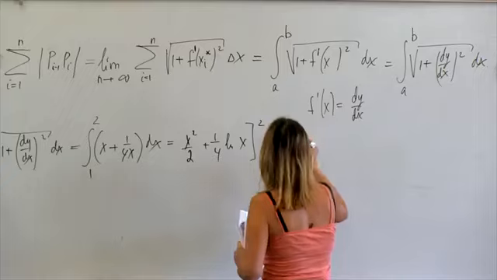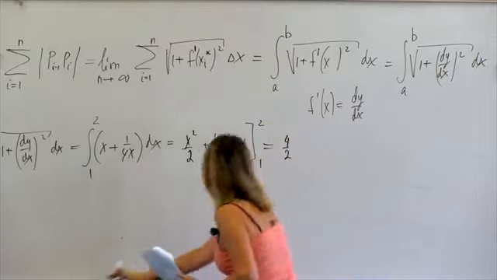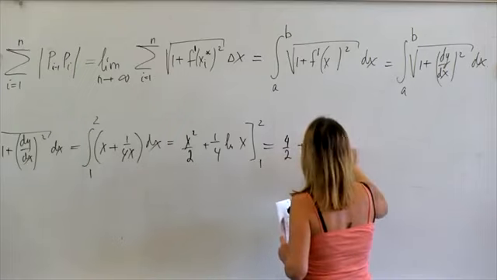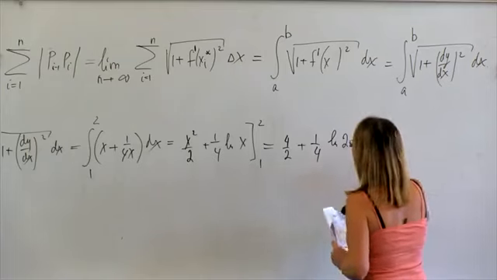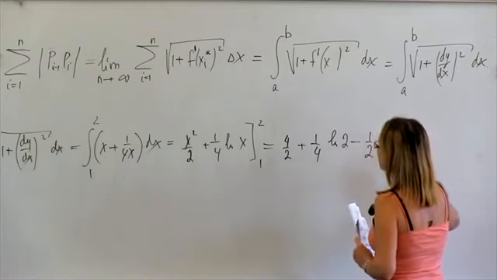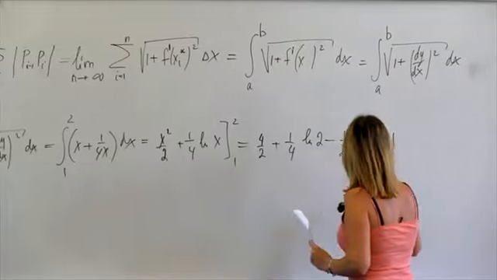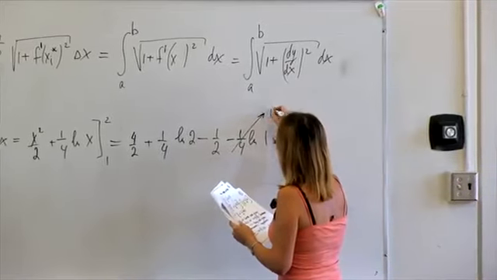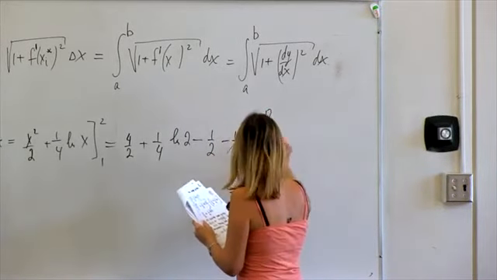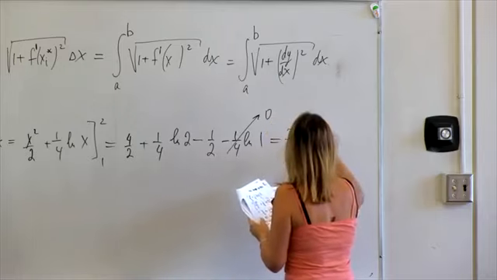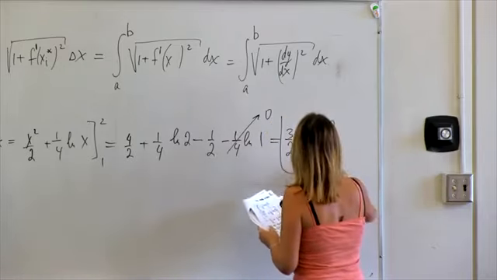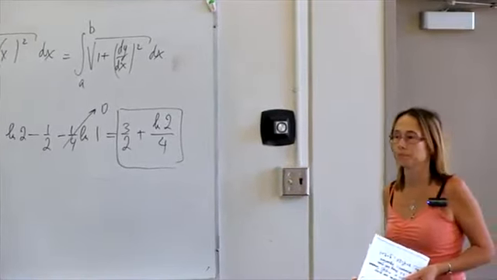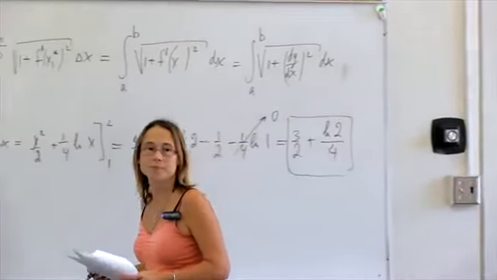Between 1 and 2. So what do we have? 4/2 plus 1/4 log 2 minus 1/2, minus 1/4 log 1. Okay. So log 1 is 0, and 2 minus 1/2 is 3/2. And we have log 2/4. So this is the numerical value of the length of this curve. Questions?